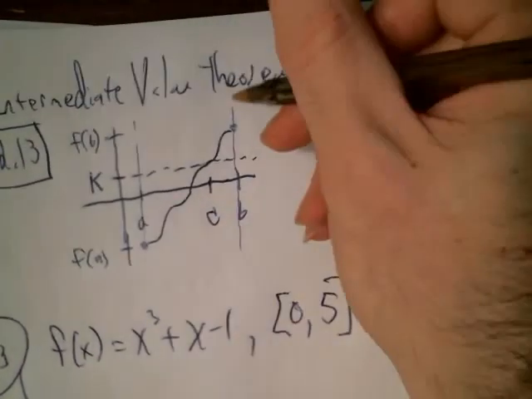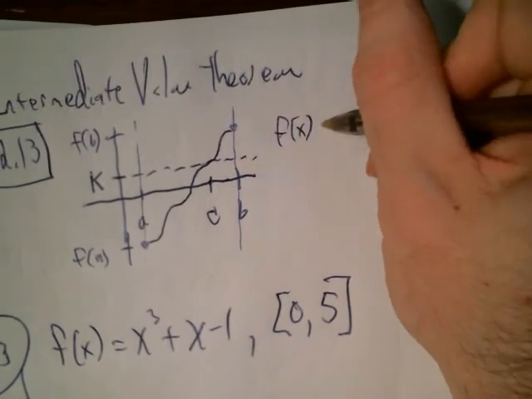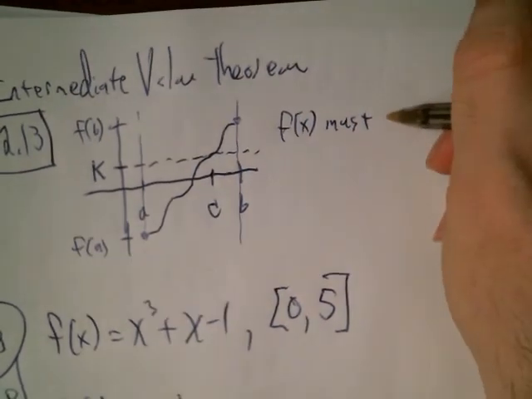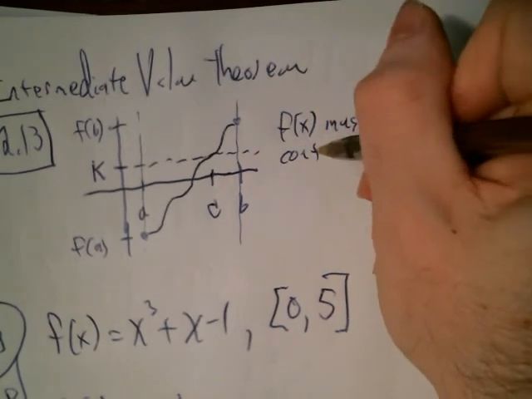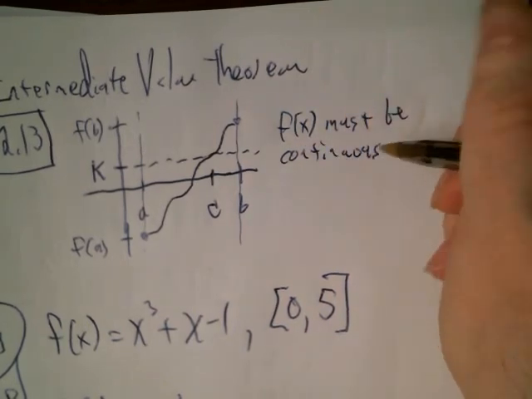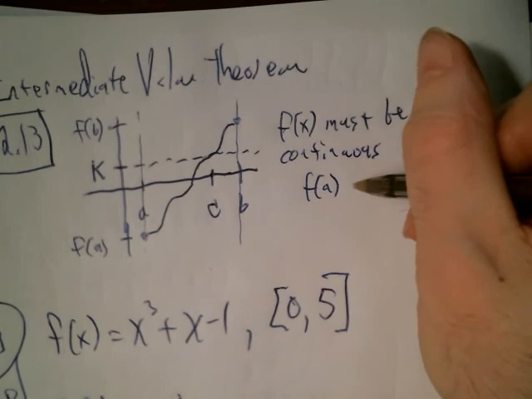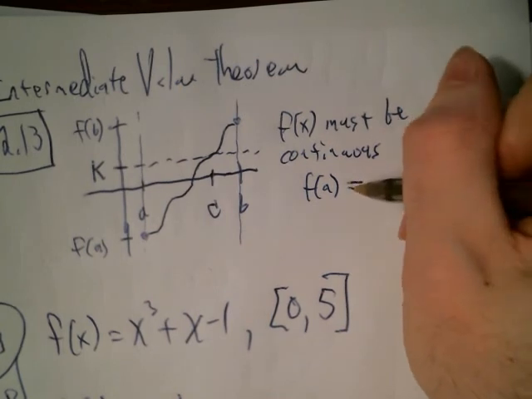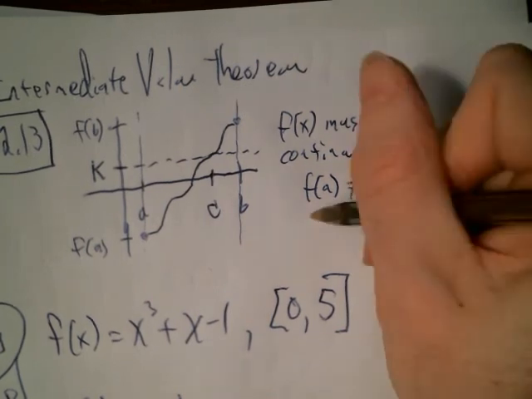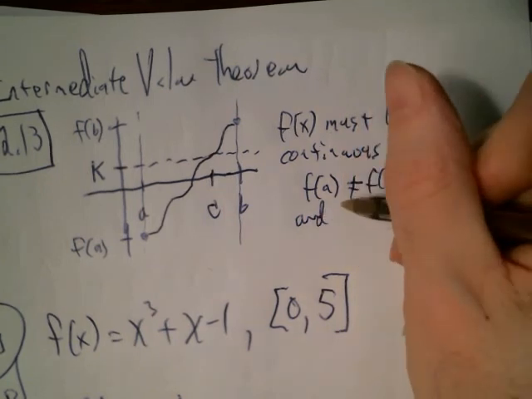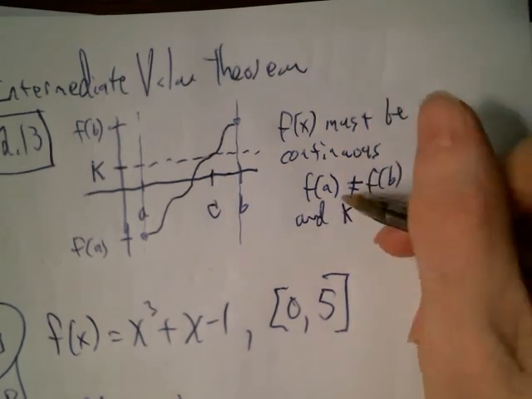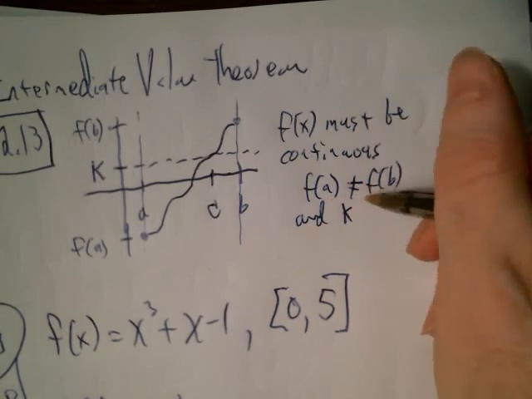Okay, so it requires continuity. f of x must be continuous. f of a does not equal f of b. And this k value is in between f of a and f of b.